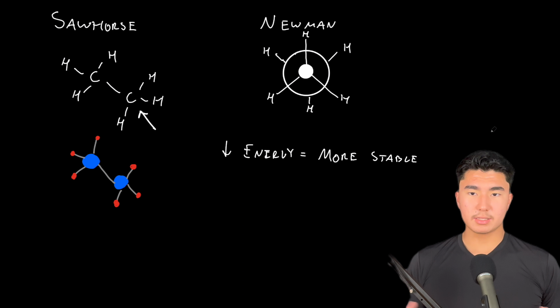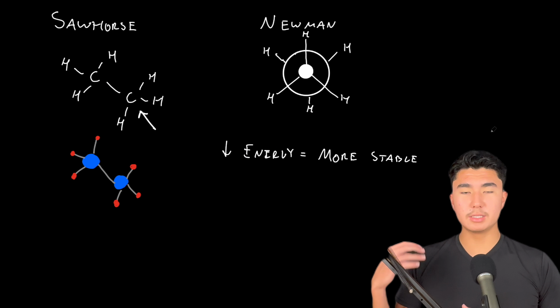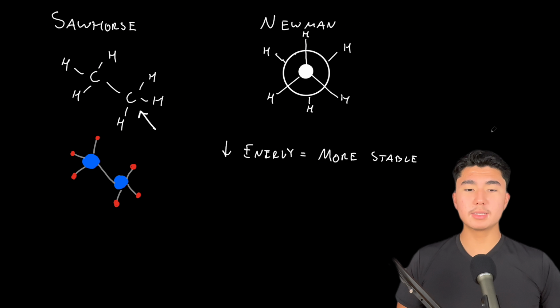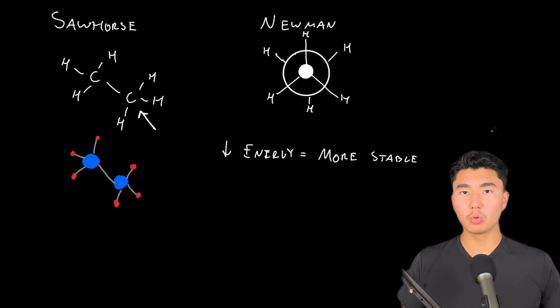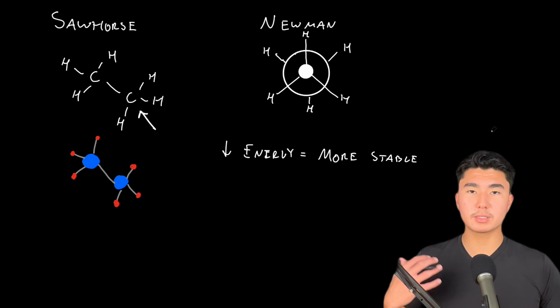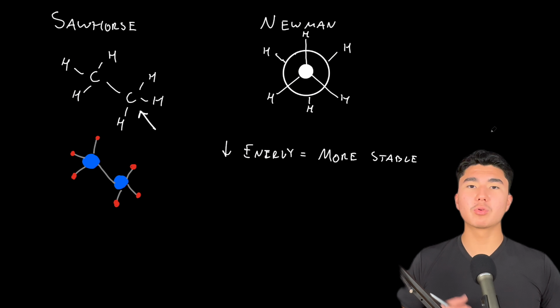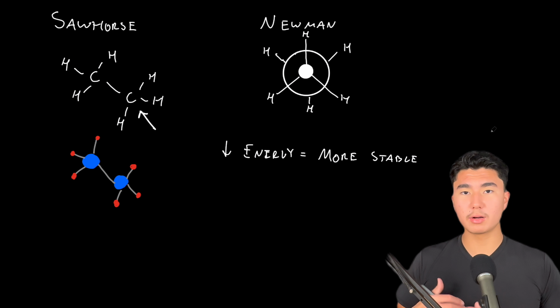What I mean by having low energy is more stable is we're going to be talking about different strains here. We're going to talk about torsional strain, we're going to talk about steric strain, and we're also going to talk about angle strain in our next videos.